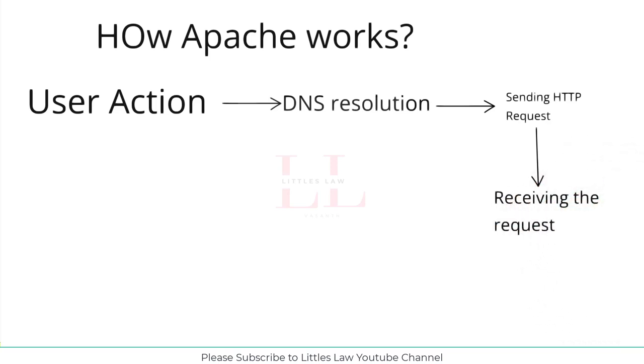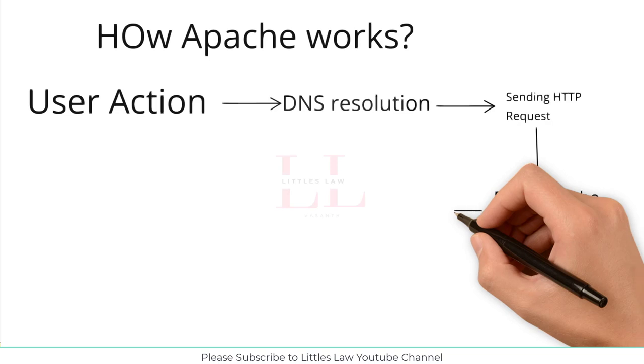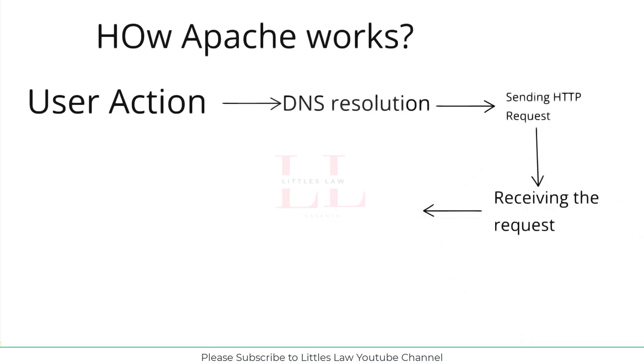So the Apache web server, if Google has hosted an Apache web server, receives the request, and it processes the request by checking the requested URL against its configuration and the document root. When I say document root, it is the directory where the website files are stored. And once it is received, what next?